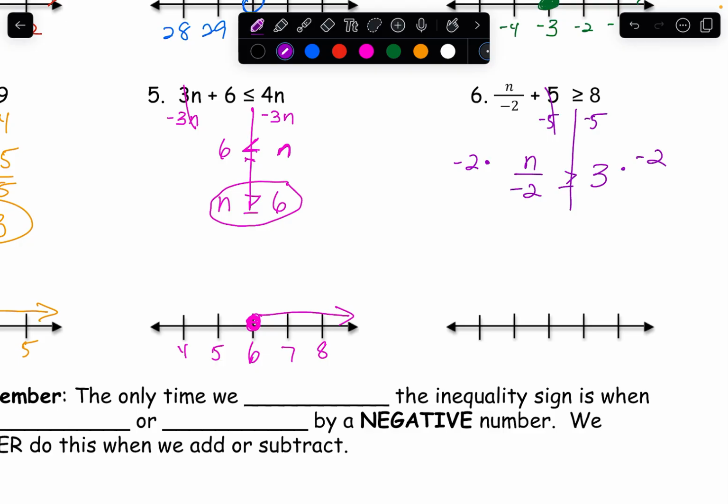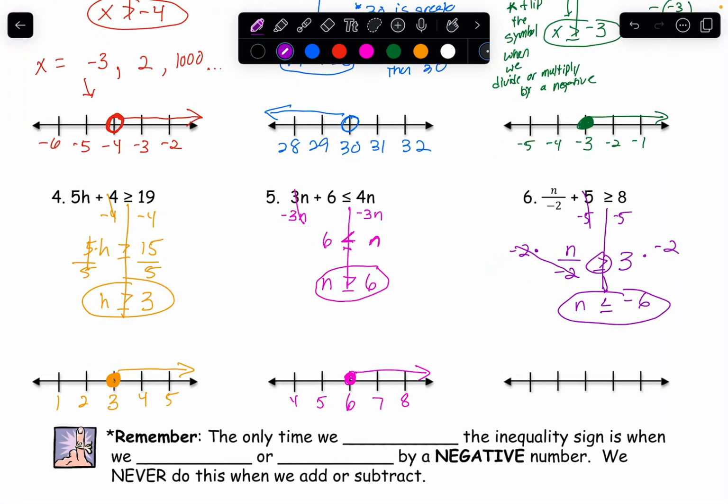So -2n divided by -2, remember that essentially cancels out the dividing. So we undo that dividing of -2. But what also happens here is that this symbol is going to get flipped again. So that's going to move to a less than or equal to, because again, if I multiply or divide by a negative, we're going to flip the symbol.